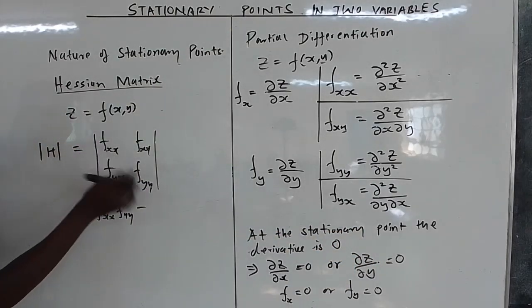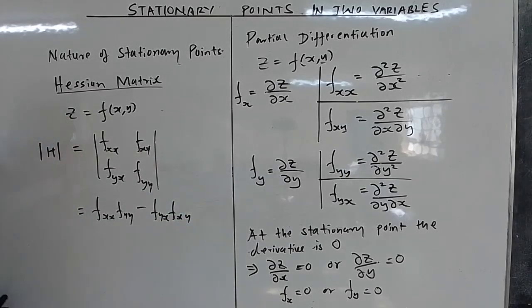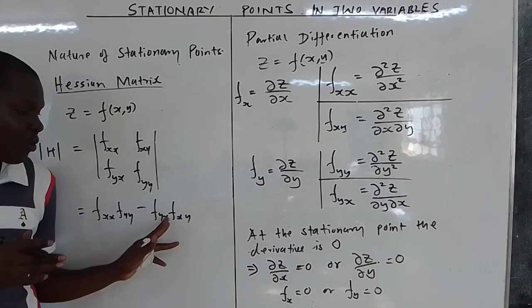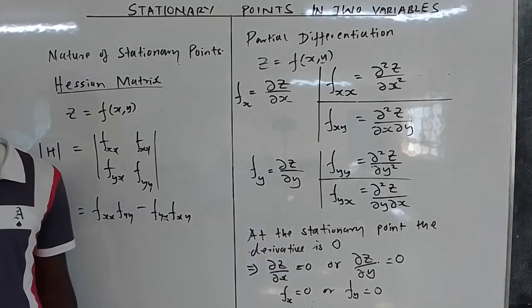Then this times this minus this times this: f of yx times f of xy. But this is always the same, by symmetry, isn't it? It's always the same as that. When you start with y followed by x, or when you start with x followed by y, you get the same thing, isn't it? Are we together?